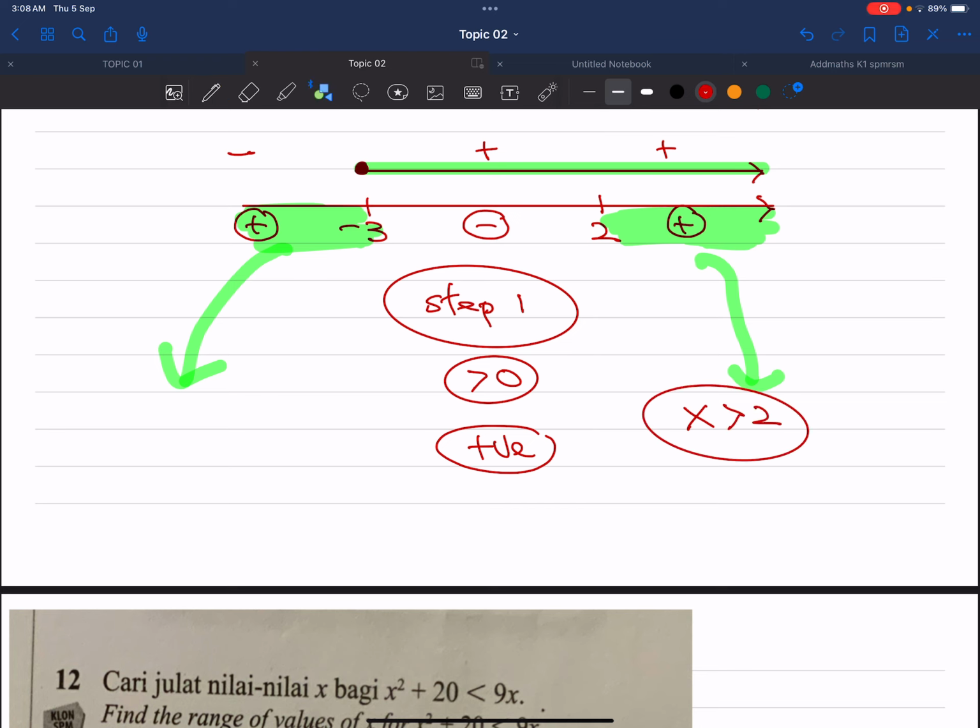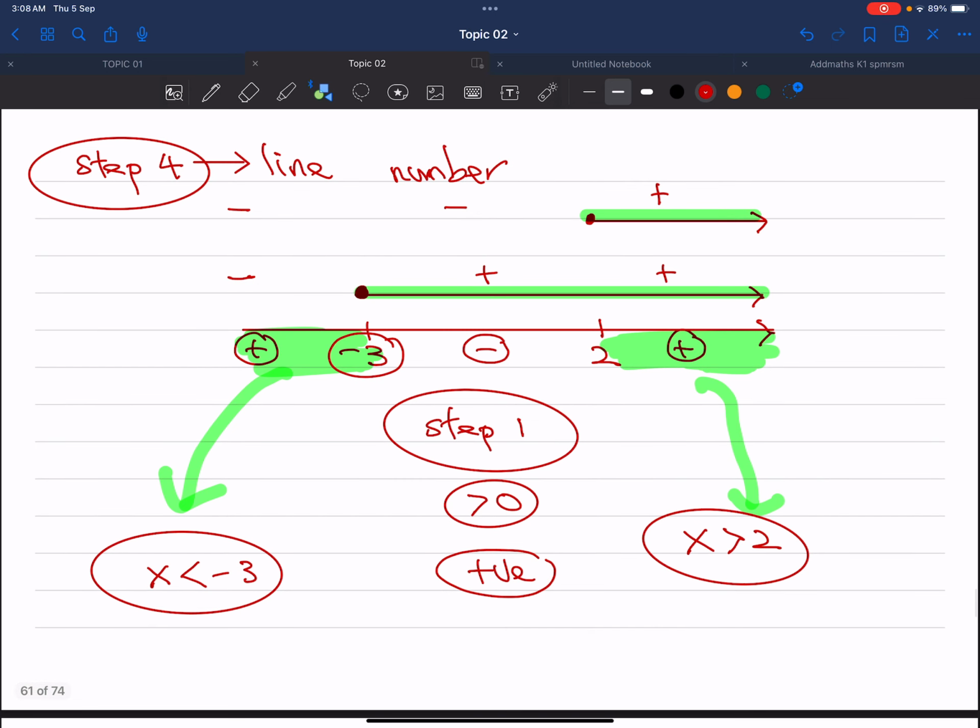Our first answer. And then when I go to negative 3, it is the left hand side. Left hand side is less than. So now x is less than negative 3. Our second answer. Okay, so this is our question for today.